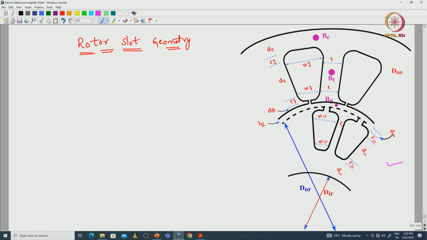We can see the rotor slot lamination here. So we have to find the slot depth, back iron width, slot width, slot opening, etc. Let us consider the rotor slots. Two rotor slots I have considered here. The slot width at the bottom side is W2R and the slot width at the top side of the slot is W1R.